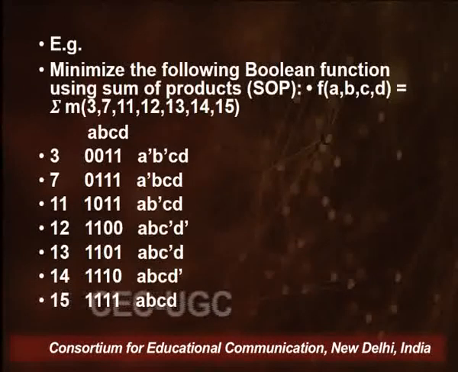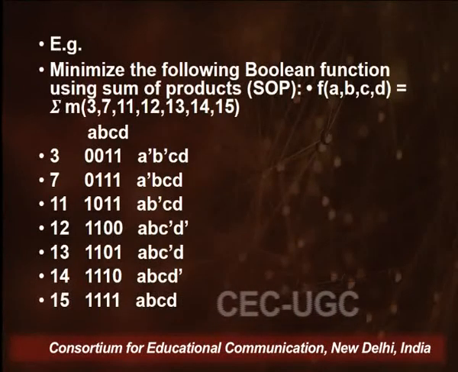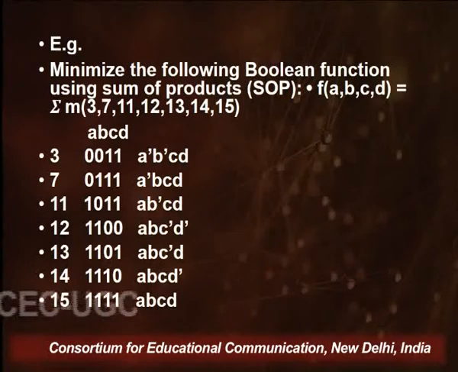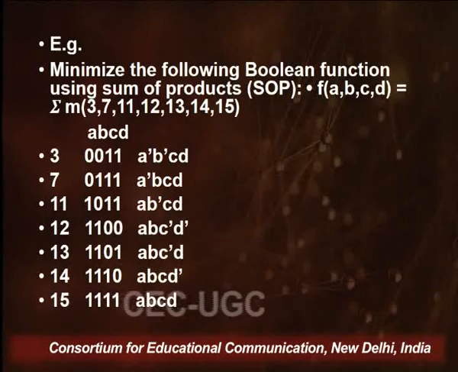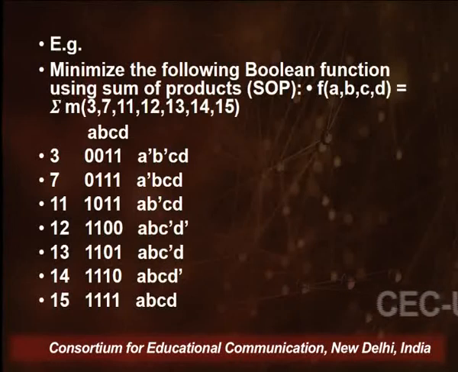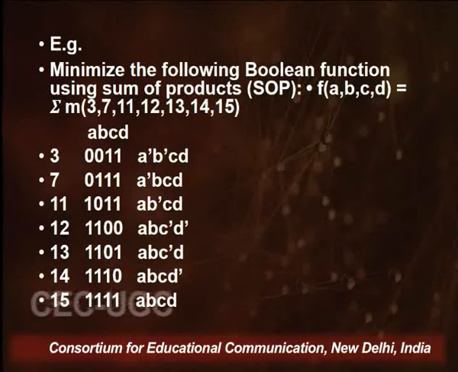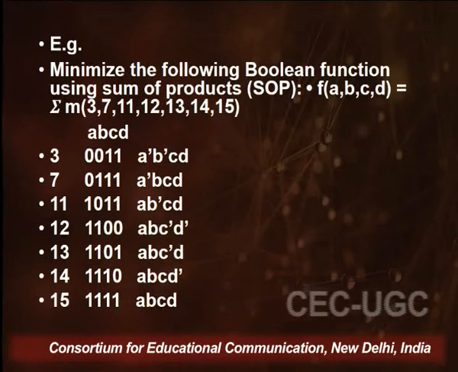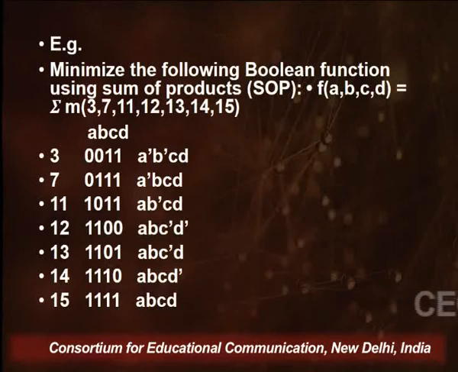Let us take this example. If we have a function which is given to us in the form of a sum of products of the function of a, b, c and d, we can represent it also as a summation. Now, when I write a summation, it means that it is going to be a sum of products. There are some terms written in front of it which are numeric values: 3, 7, 11, 12, 13, 14 and 15. How do I bring this to the ABCD form?